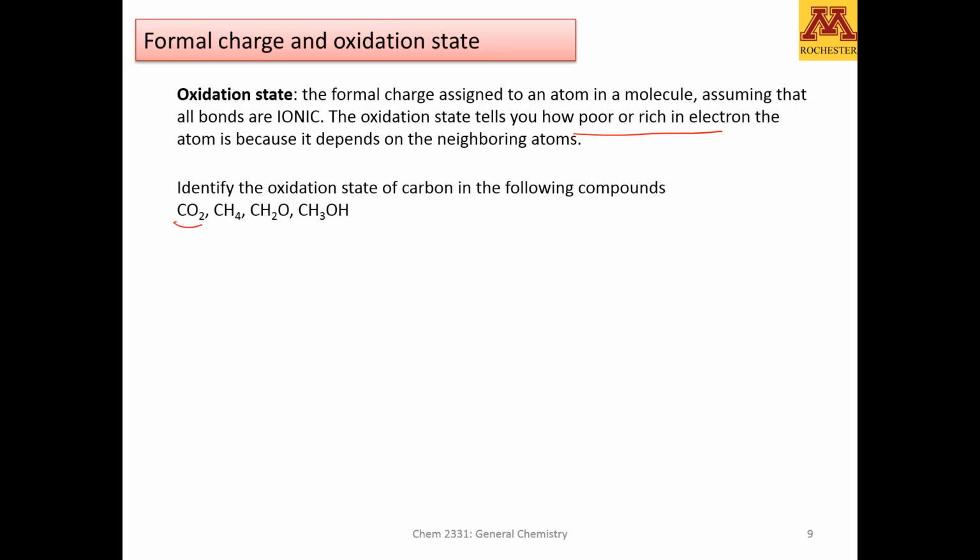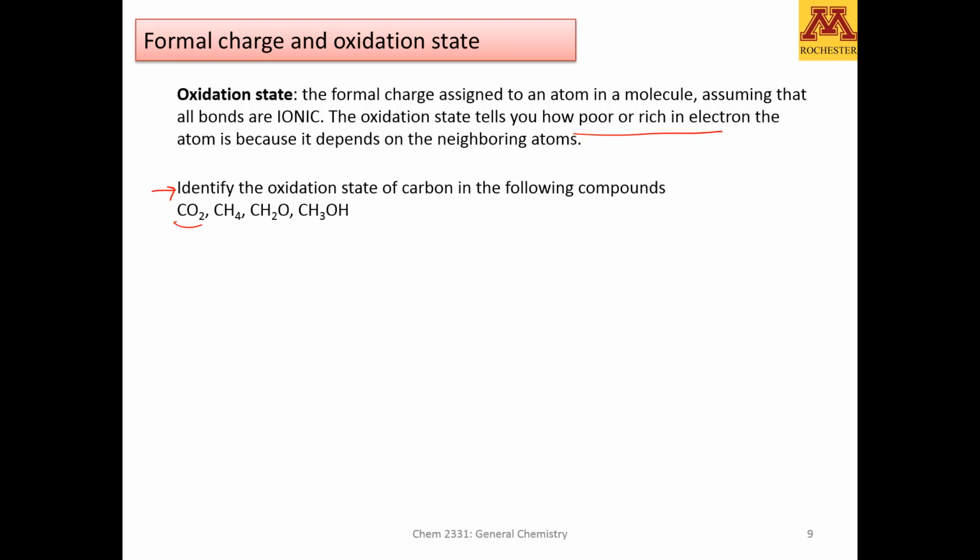We have to be able to keep track of electrons. And as I said, while this may not be the most common way to keep track of electrons in Lewis structures, it may be very important to keep track of where electrons are. So let's try to solve this problem here. It asks you to identify the oxidation state of carbon in the following compounds. Well, how do we do that?